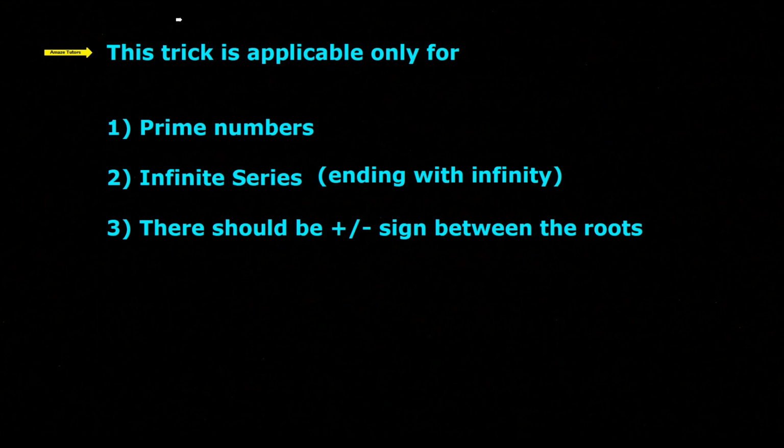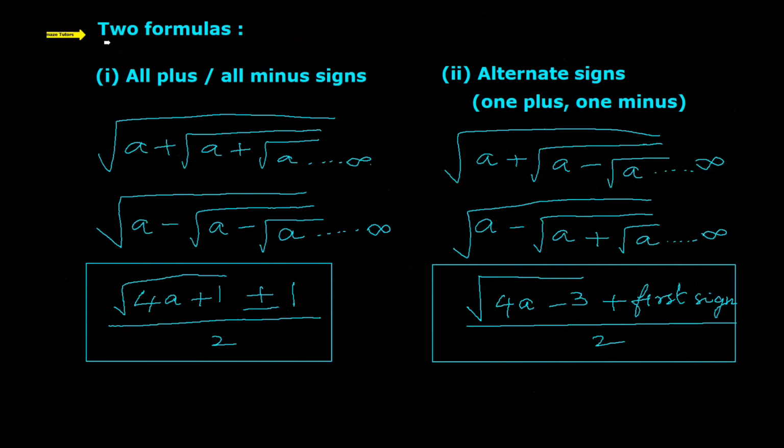And I would like to tell you that this trick is applicable only for three cases. Only when the given numbers are prime numbers, it doesn't work for composite, and it should end with infinity, an infinite series, not a finite series. And there should be a plus or minus or both signs in between the roots. Only if these three conditions are satisfied, we can apply this trick. Otherwise not. Let me show you the formulas.